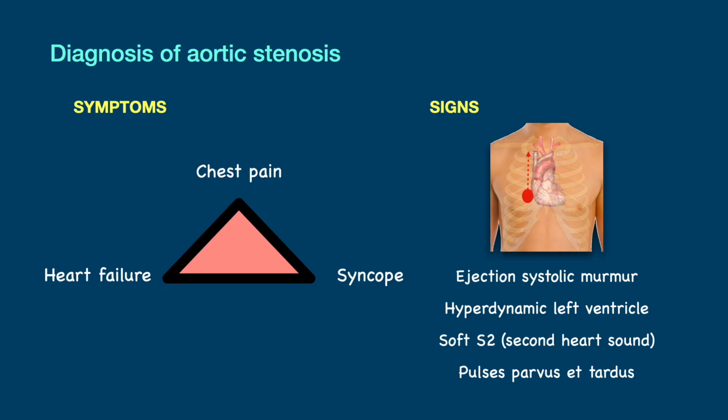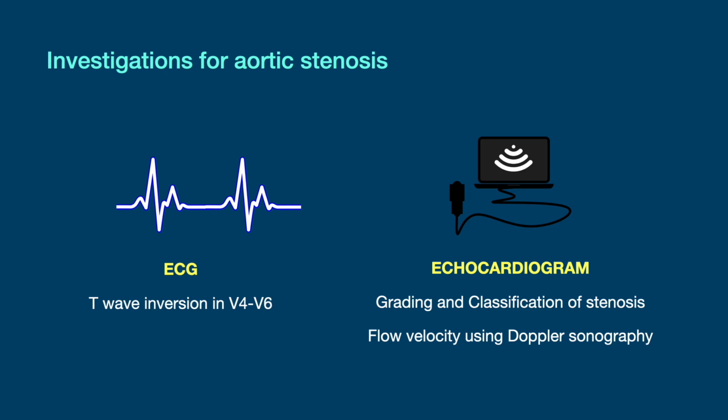Hyperdynamic left ventricle causes enlarged left ventricle due to hypertrophy. Pulsus parvus et tardus is another kind of pulse characteristic which is found in aortic stenosis. Here we find the pulse to be slow and late due to the delay in blood flow across the narrowed aortic valve. Heart sounds of valvular aortic stenosis.